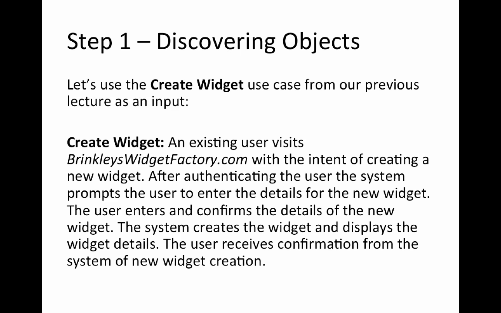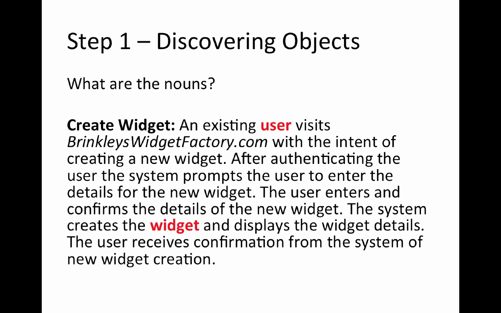So, we want to identify the nouns. What are the nouns? What are the people, places, and things? So, we have two within this use case. We have the user, and then we have the widget. Those are two things that we're going to be talking about.